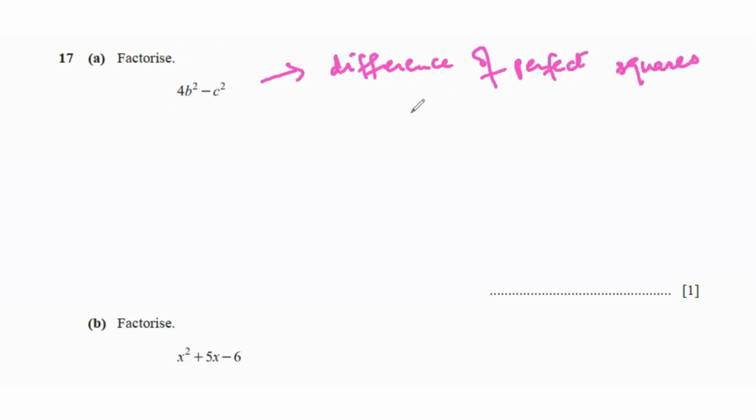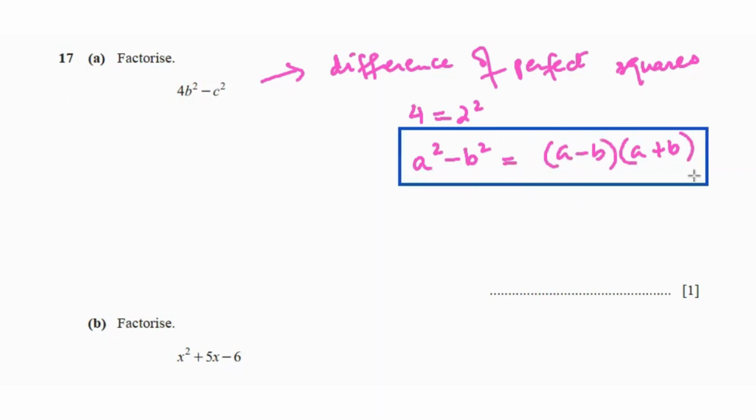Why? Because we know 4 is a square number, 2 squared, b is being squared, and c is being squared. So we have two perfect squares being subtracted. The difference of perfect squares has the formula a square minus b square, which when factorized looks like a minus b times a plus b. Keeping that in mind, we're going to use the same formula to factorize 4b square minus c square.